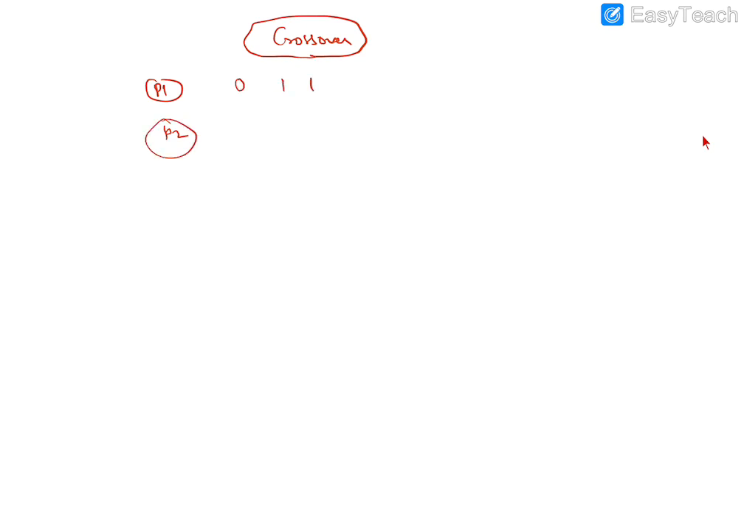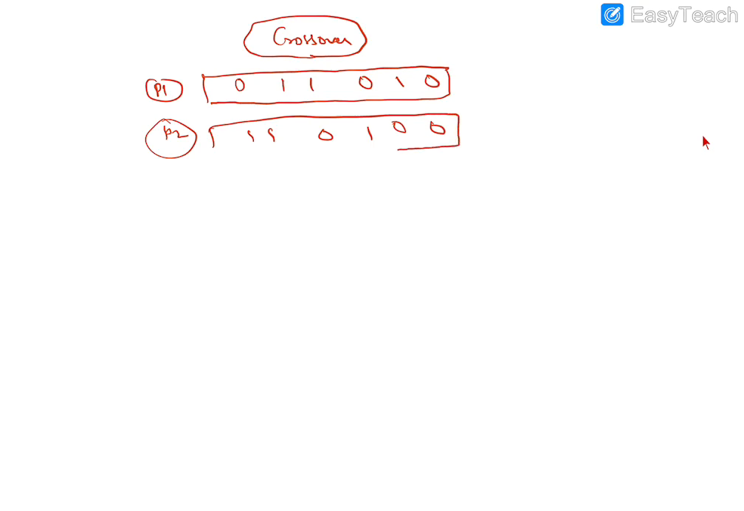Here the values are 0, 1, 1, 0, 1, 0, and here the values are 1, 1, 0, 1, 0, 0. These are the values which are given to us. This is the chromosome for P1, and this is the chromosome for P2 that we have received from the data itself.